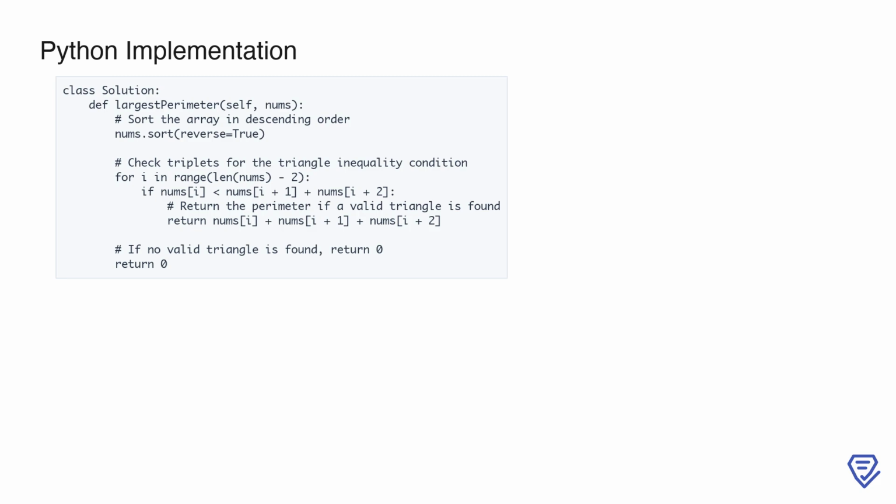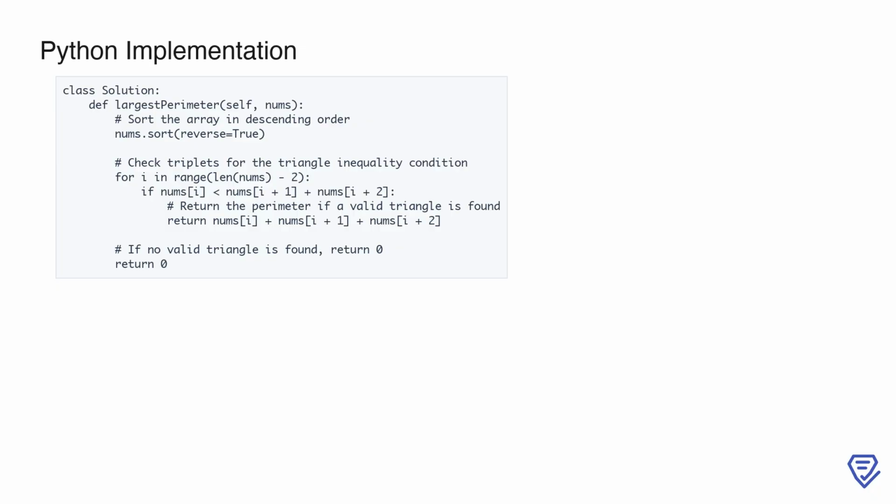After sorting, we iterate through the array and check each triplet of consecutive numbers. The goal is to find the first triplet that satisfies the triangle inequality condition. The sum of the two smaller sides must be greater than the largest side. 3. Triangle inequality check. For each triplet nums[i], nums[i+1], nums[i+2], we check if nums[i] is less than nums[i+1] plus nums[i+2]. If this condition holds, the triplet can form a valid triangle. Since the array is sorted in descending order, this is the largest perimeter possible with the given lengths. We return the sum of the triplet as the result.